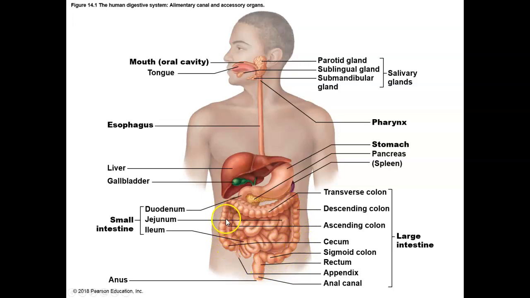The cecum leads into the ascending, transverse, and descending colon, the sigmoid colon, and the rectum, which is a holding area for fecal matter until we release it through our anus.